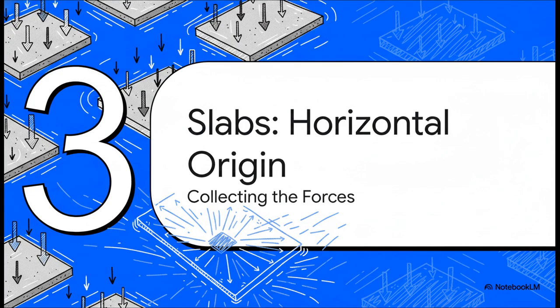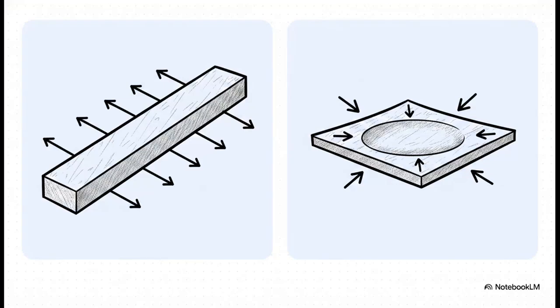Section 3. Slabs, the horizontal origin. So where does the internal journey truly begin? Right here, at the primary horizontal plane, catching all those gravity loads. The crucial point is how the load actually decides which way to go. This is dictated by the shape test, or the aspect ratio of the slab bay. If the ratio of the long span to the short span is greater than 2, it's a one-way slab.